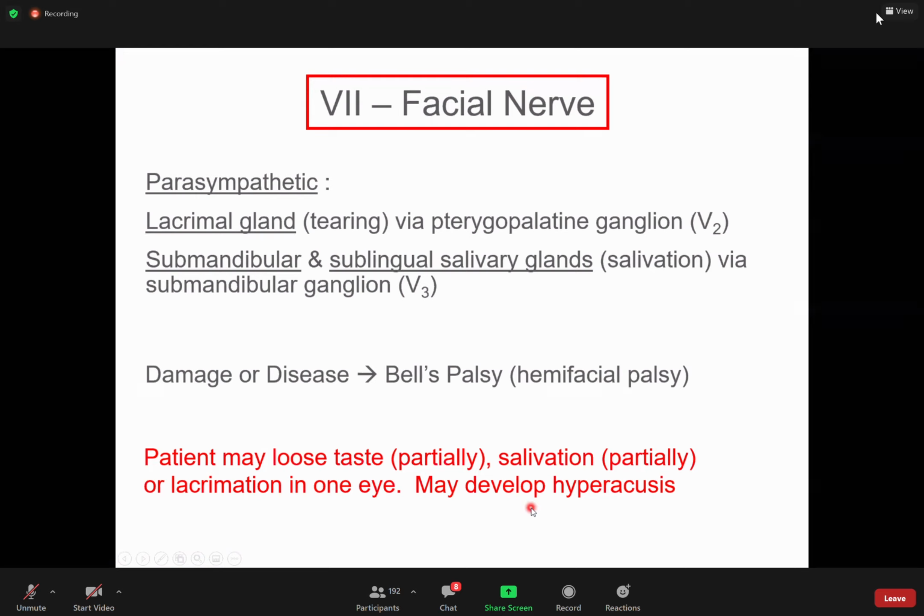May develop hyperacusis because there is one muscle in the ear which is called the stapedius muscle, which is important in terms of the hearing. And if that muscle is paralyzed, because that is supplied by the facial nerve, you would hear loud sounds. So that is called hyperacusis. So these are the features of the facial nerve paralysis.